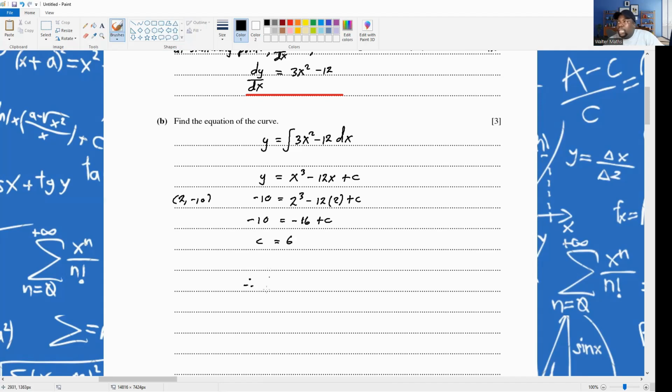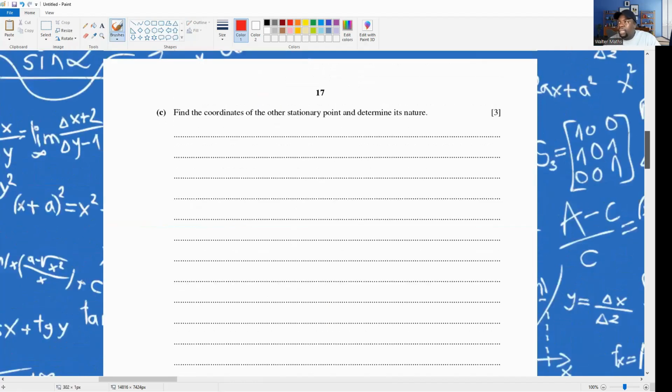Therefore, the equation of the curve is y equals x cubed minus 12x plus 6. So this is what we get for the equation of the curve. That's how we do it for part B. All right, let's go on to part C.